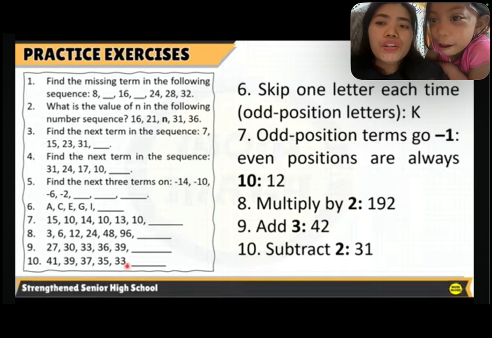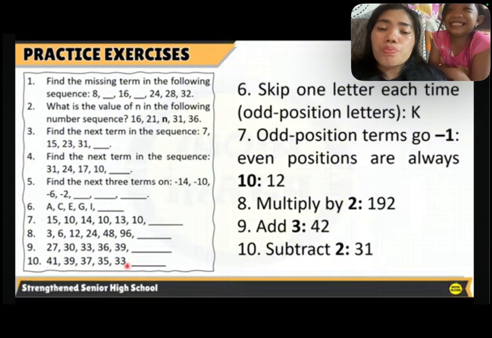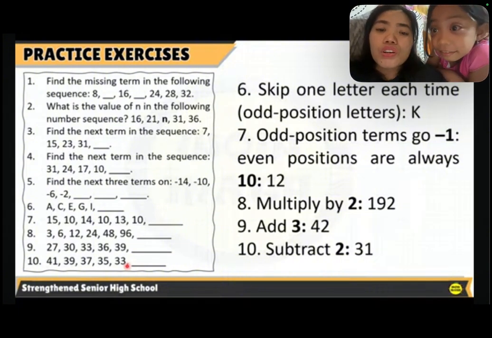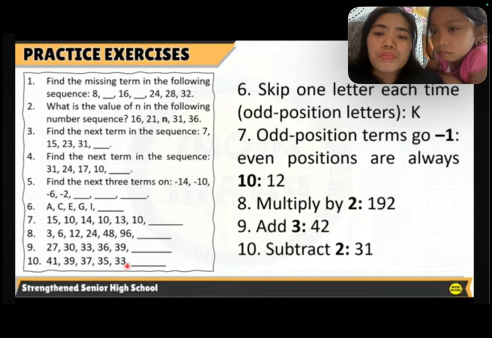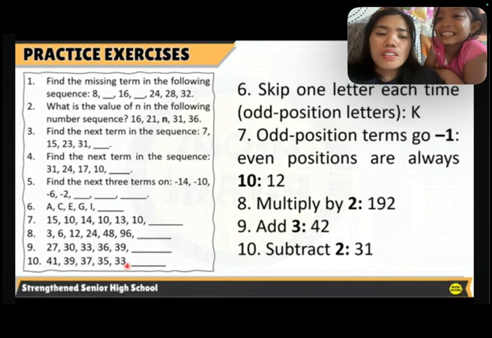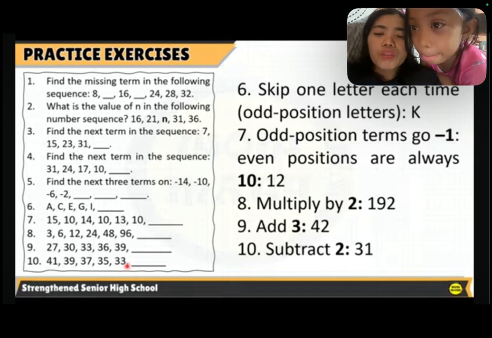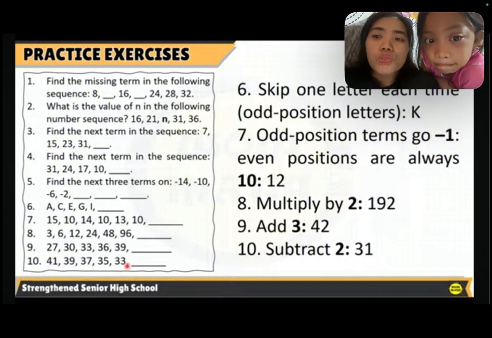What's number 8? Okay, number 7. We have odd position terms decreasing by 1, and even positions are always 10. So we have 15, 10, 14, 10, 13, 10. So always 10. Then the answer is 12, 10. Number 8, multiply by 2. So the answer will be 96 times 2, that's 192.